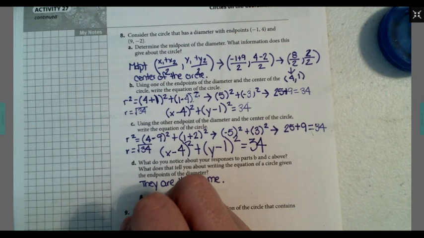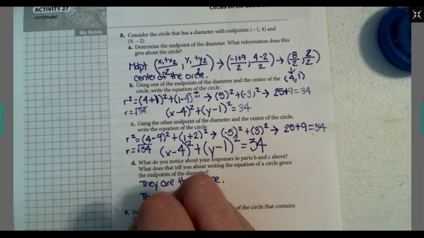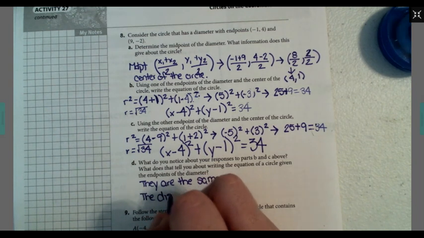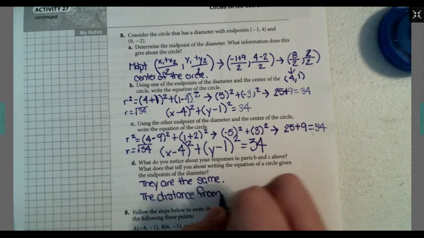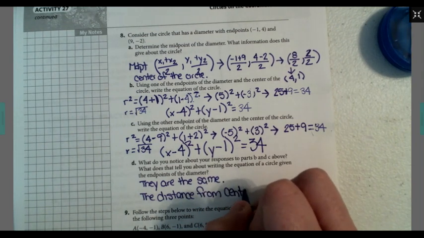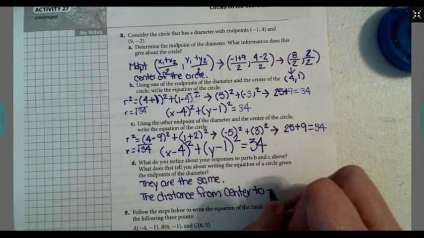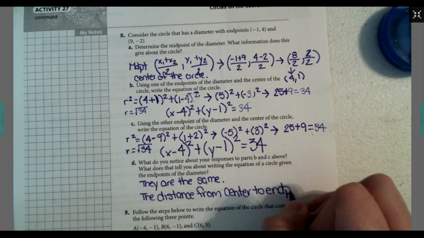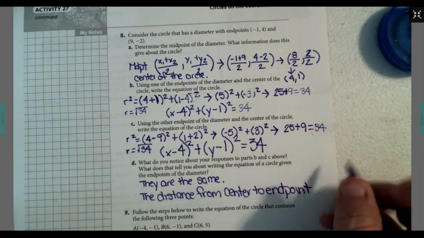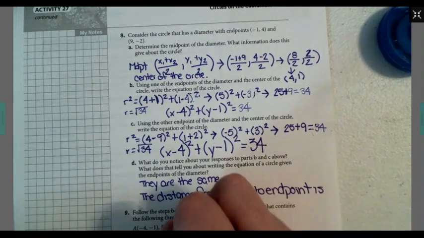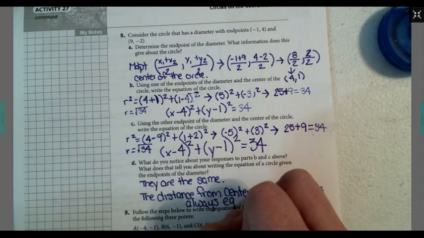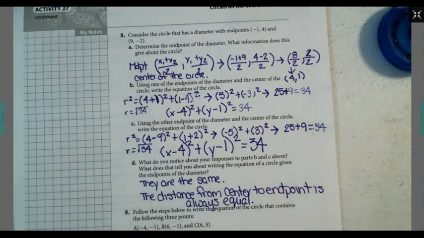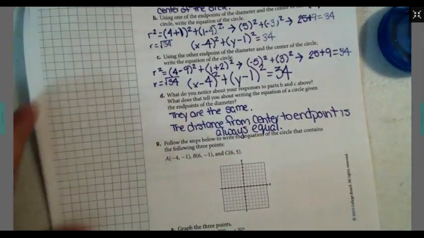We would come to notice that the distance from center to endpoint is always equal. All right, let's take a look at number 9.